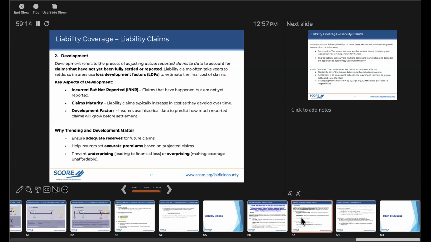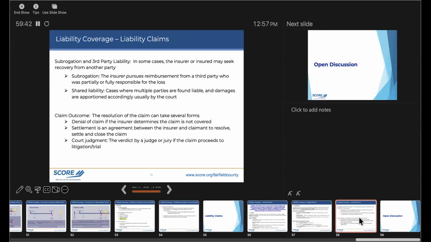They apply loss development factors that are sourced by actuaries, and it's kind of an educated actuarial guesstimate as to what your losses currently might be in the future, meaning how much you might have to pay in the future. And this is to ensure that the insurance companies have adequate reserves and therefore can quote an accurate premium, so they don't underprice or overprice.